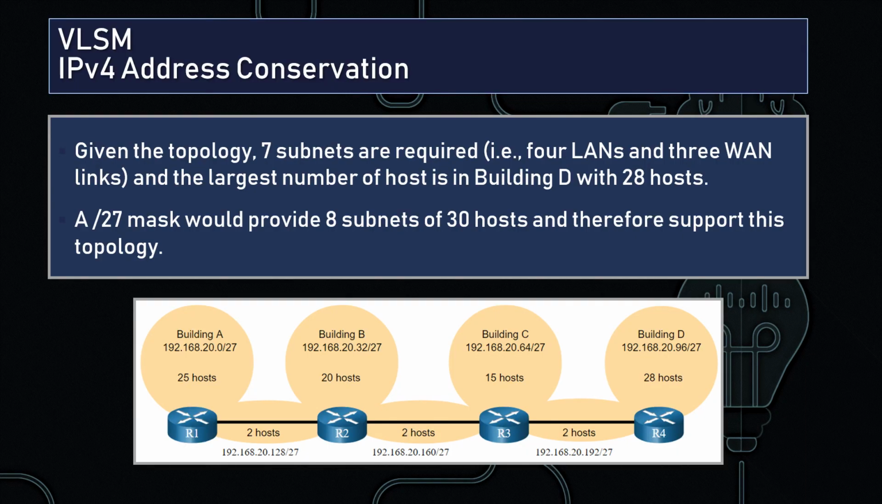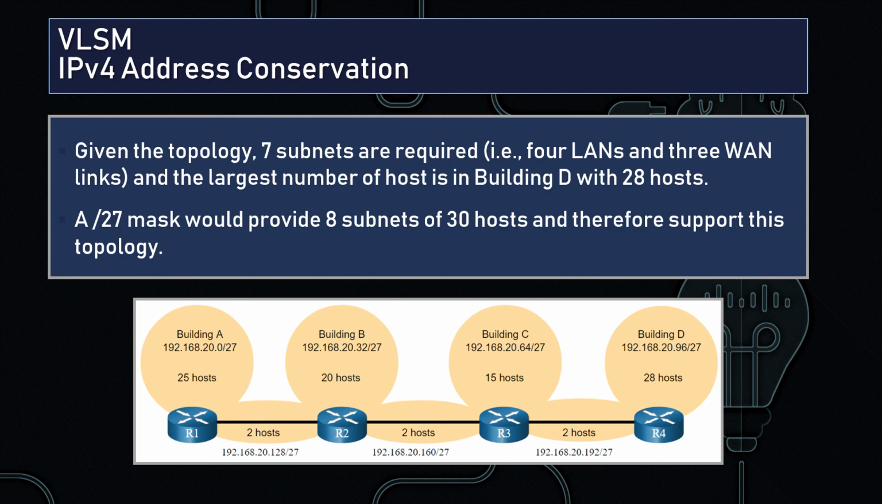There's also what's called VLSM, where instead of breaking these hosts apart into equal segments, we subdivide and subdivide and subdivide to optimize usage of our hosts. So given the topology here, buildings A, B, C, and D with 4 routers, 3 links between 1 to 2, 2 to 3, and 3 to 4, the largest number of hosts is in building D, so that's 28 hosts. A /27 would give us 30 hosts in range, 32 addresses total, and therefore it would support that topology.